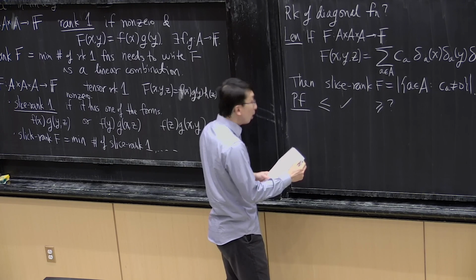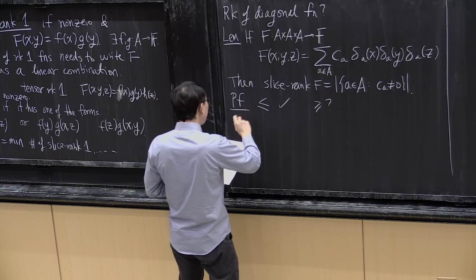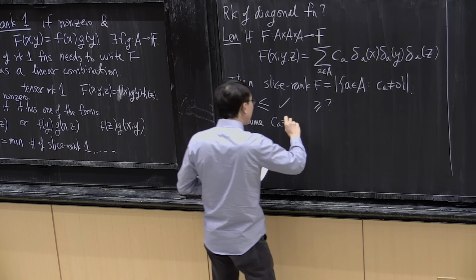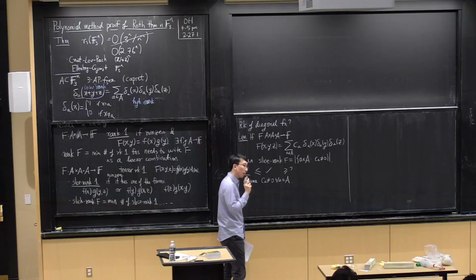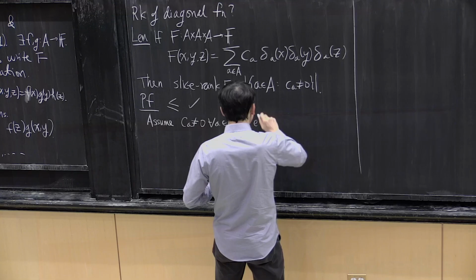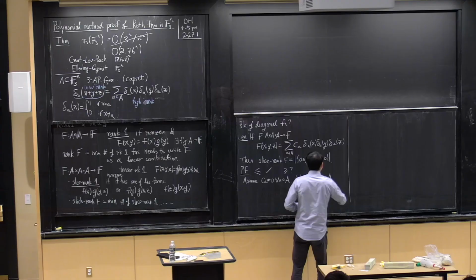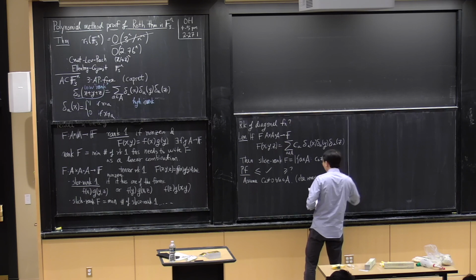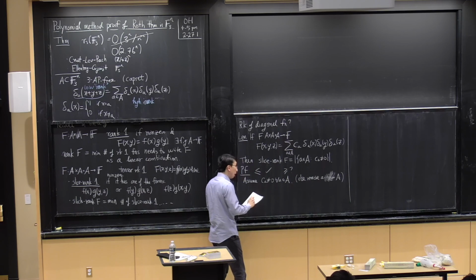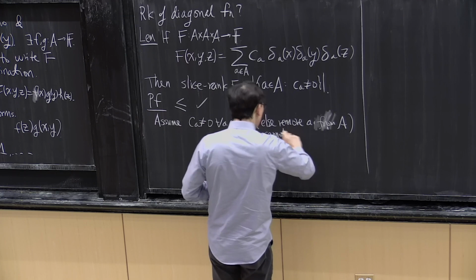And for the greater than or equal to, let's assume that all the diagonal entries are non-zero. So why can we do this? If it's zero, I claim that we can remove this element from A. If the C_A is zero, then I remove A from the set, and doing so cannot increase the rank.